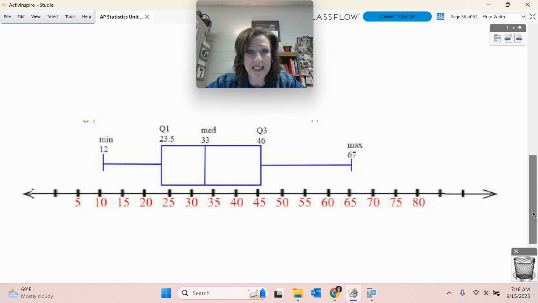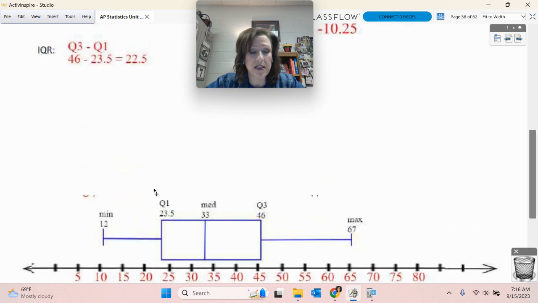Then you do the box. The box is going to be, I first put Q1 on there. You want to say that's the Q1 at 23.5. Then I put Q3 on there. That's the Q3 at 46. Then I put the median. And see, I'm putting these where they go so that things are drawn to scale. So that median is at 33.